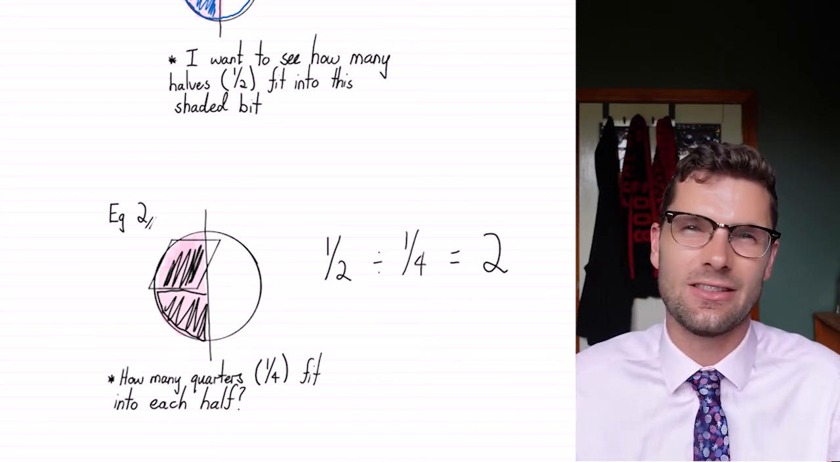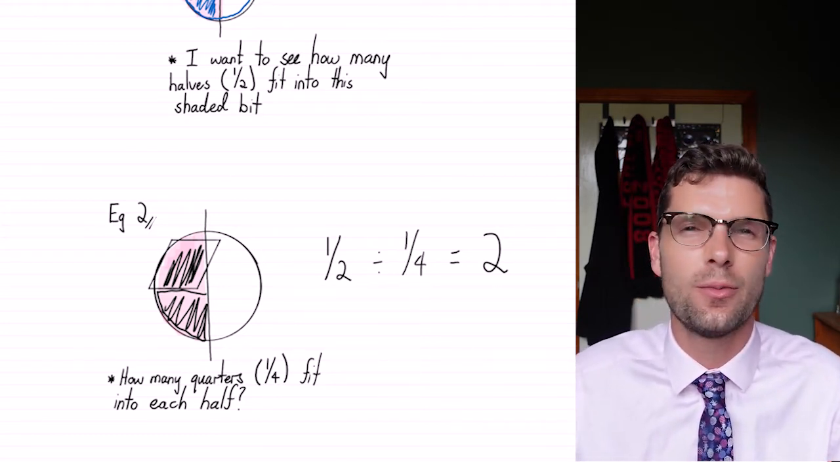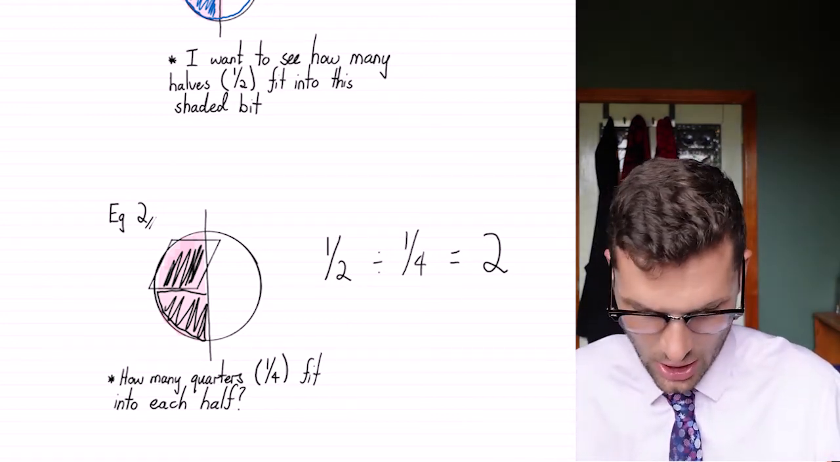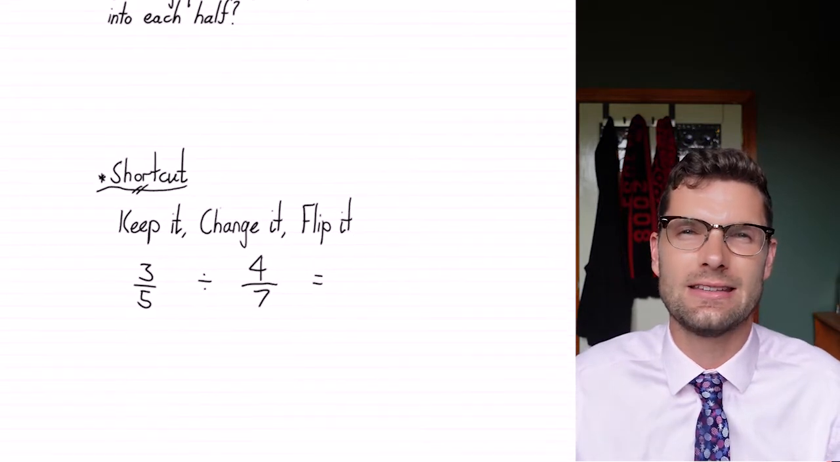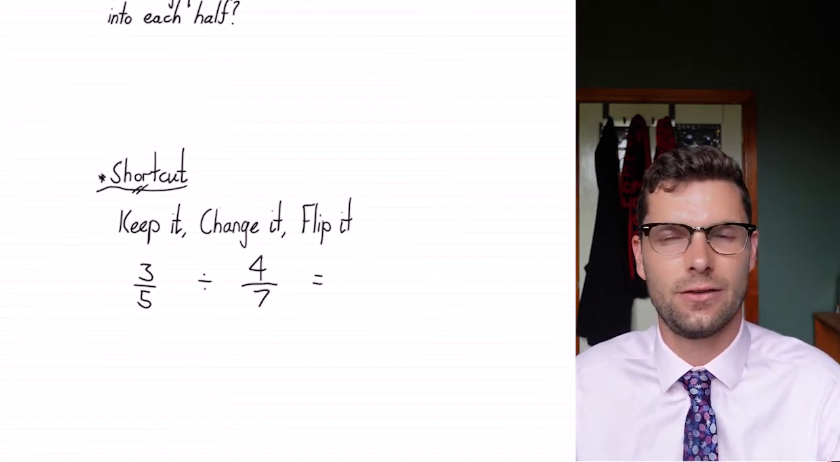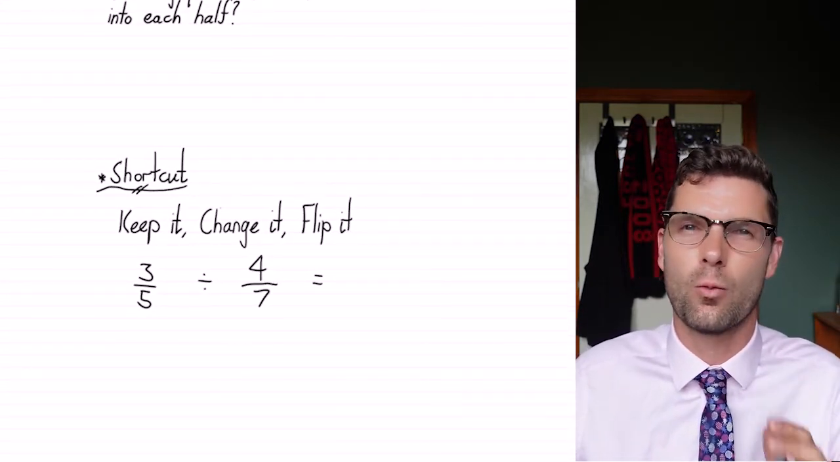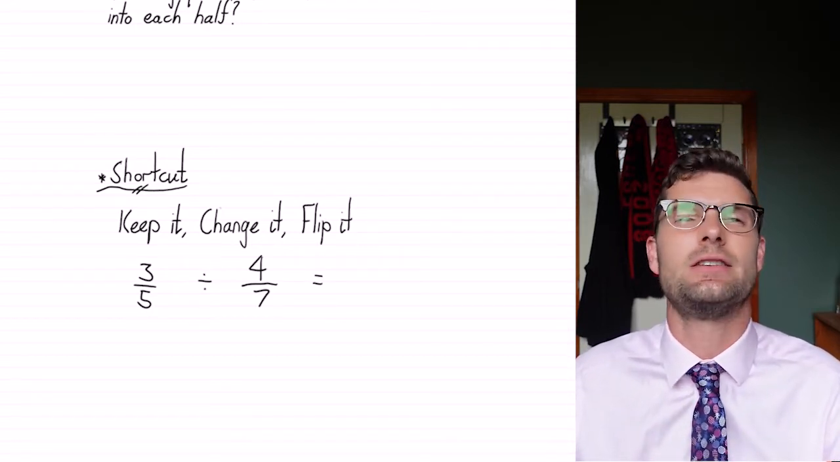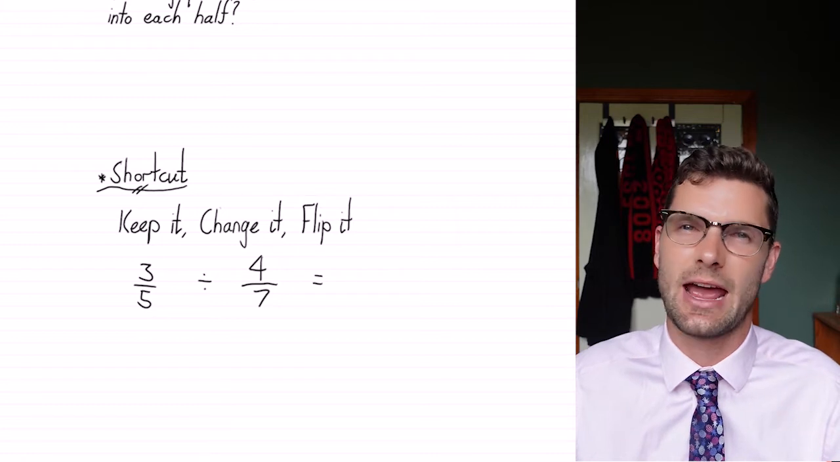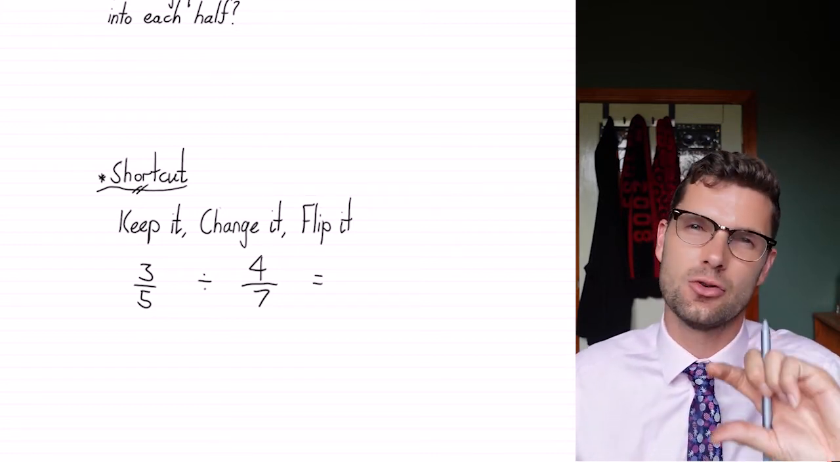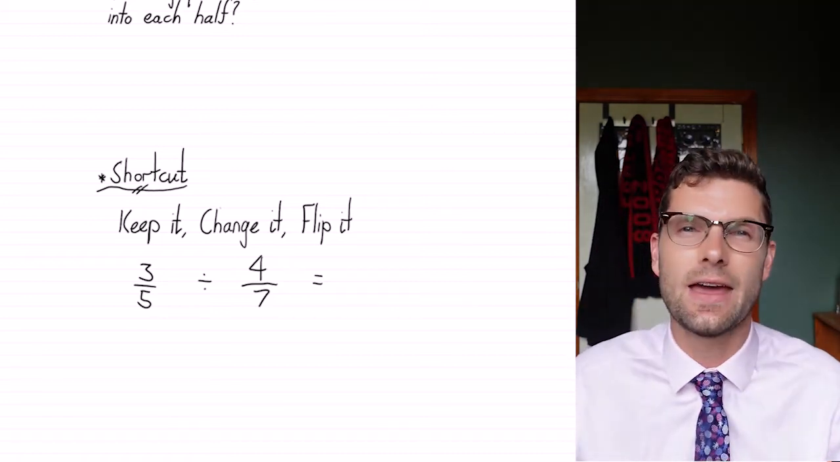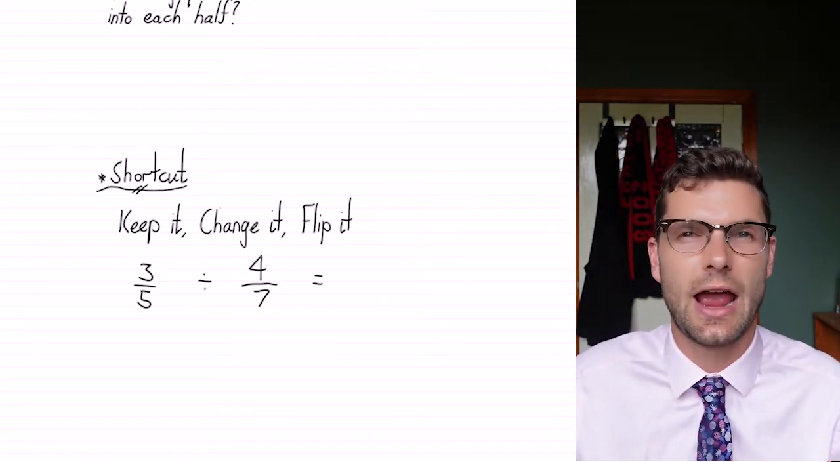Okay, again, the visualization should be helpful, but if it's not and you're just looking for a shortcut, there's an easy way to do it. We've talked about this idea before. We keep it, change it, flip it. Keep it means that whatever's written on the page, you keep there no matter what. Change it means you go from a division to a multiplication, and flip it means to legitimately flip the fraction on its head. Then it becomes a straightforward multiplication question.